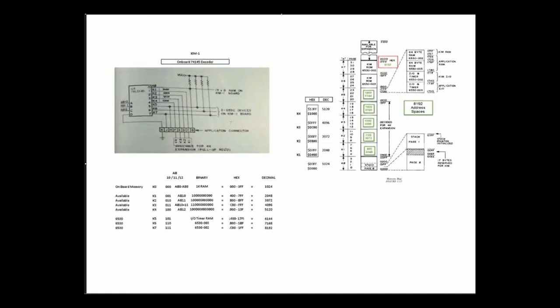The KIM-1 uses a single 74145 to address up to 8K of memory addresses. And it uses address lines AB10 through AB12 to do that. And it breaks everything up into 1K chunks. K0 goes to the 1K of memory that's on board, while K1 through K4 are available for attaching other devices to, and that's what we're going to be using. K5, 6, and 7 go to the two 6530 devices on board. So basically all we need to know is how to connect something to K1 through K4.